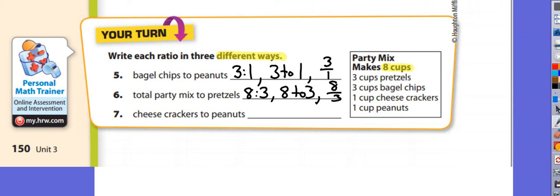The third one is cheese crackers, which is 1, to peanuts, which is 1. That can also be written using the word to, 1 to 1. That can also be written as a fraction, 1 over 1. Those are the ways that you would be writing those ratios in 3 different ways.